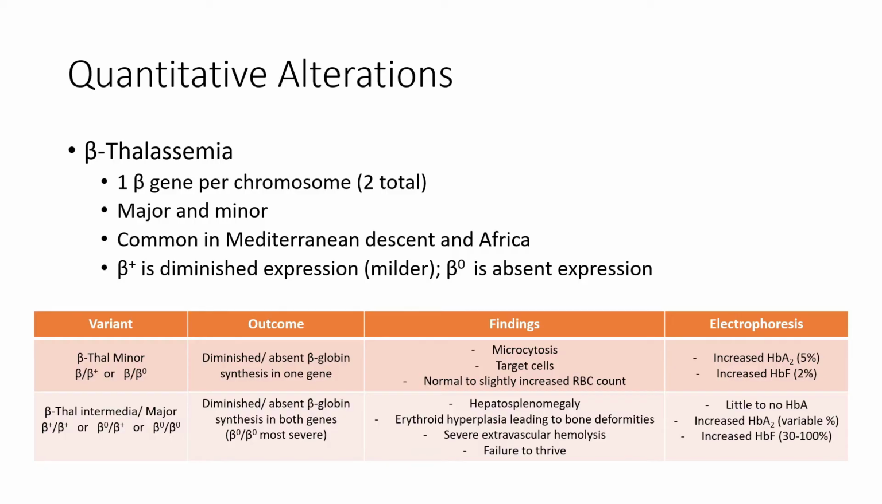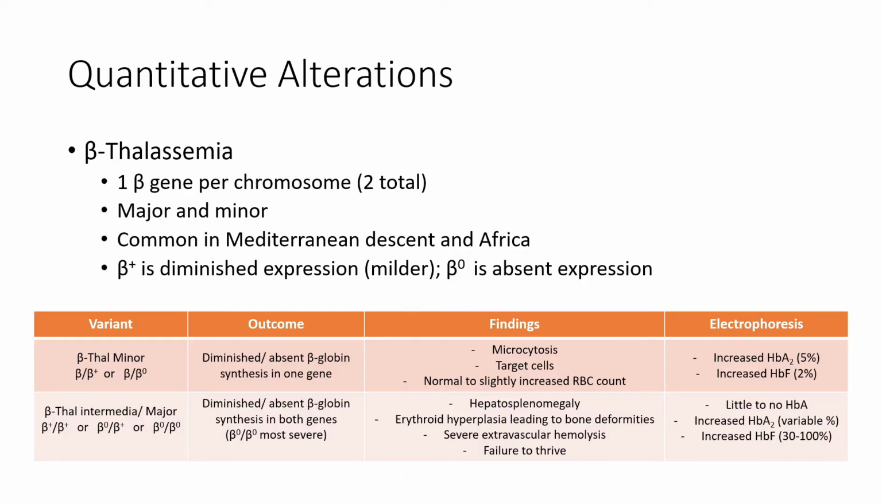Beta thal intermedia is the result of both beta globin genes being affected, either as beta plus, beta plus or beta plus, beta null. These patients tend to have moderate symptoms. And finally, beta thal major, which is a complete absence of beta globin synthesis and severe clinical ramifications, such as failure to thrive and extravascular hemolysis.